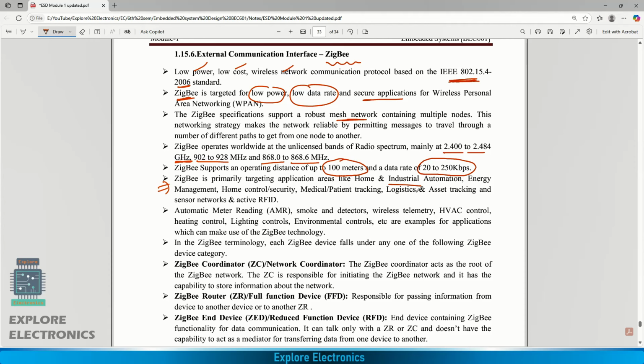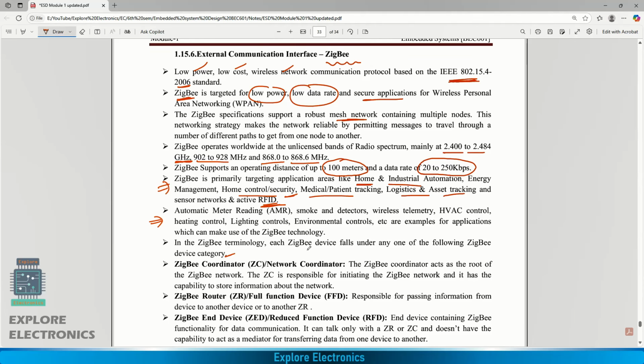ZigBee is generally used in home or industrial automation, medical, patient tracking, home security systems, logistics and asset tracking. So there will be active RFIDs, where ZigBee will be useful. And these are some applications you can list out. There are many applications which hold good, like home industrial automation or security systems. Then ZigBee terminology: a ZigBee device falls under one of the following ZigBee device categories.